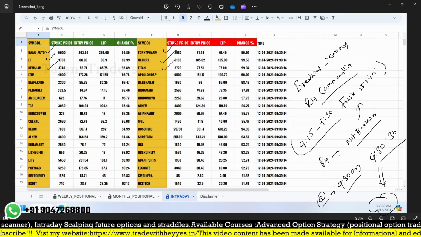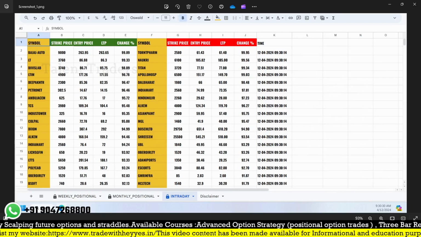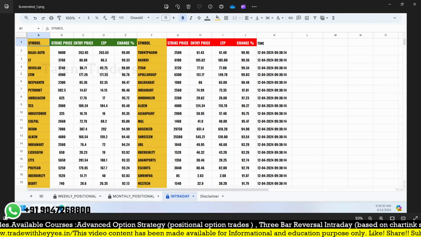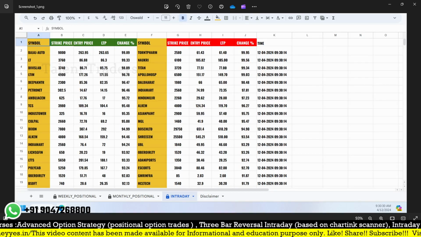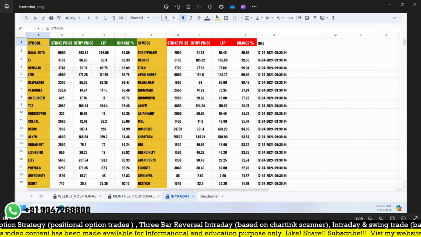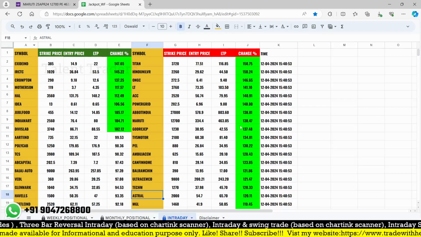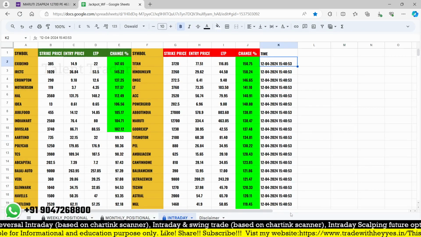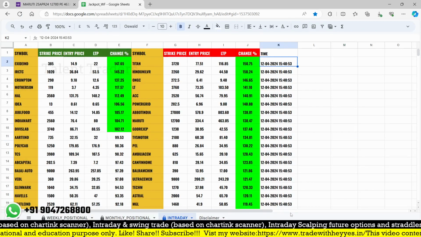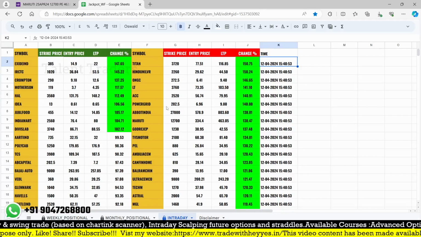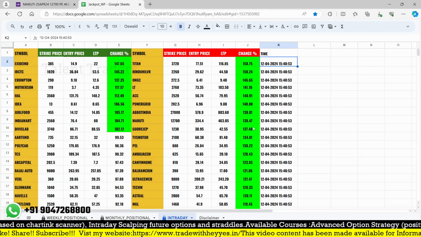Bajaj Auto 9,000 would be the first stock in the top list. Maybe the list will change, but these are the stocks, and from this list we are going to take some good opportunities. You can see this many stocks. First I'm going to Bajaj Auto, and this is the updated sheet, the time is 3:40, which is after market. We can see how many stocks triggered on the call side and how many triggered on the put side.